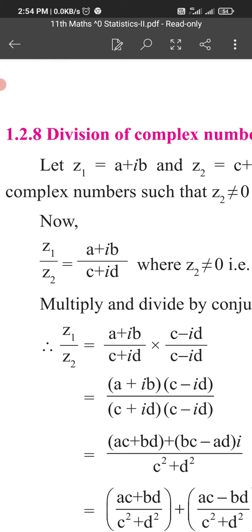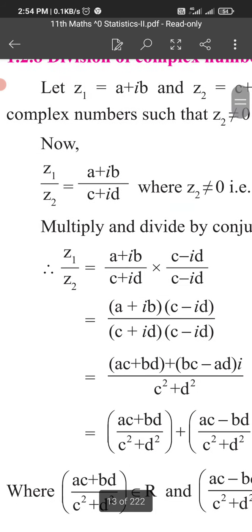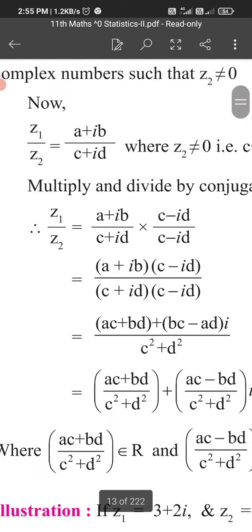Then separate the terms. (A plus B) divided by C can be written as A upon C plus B upon C. Same thing here: (AC plus BD) upon (C square plus D square) plus (AC minus BD) upon (C square plus D square), where (AC plus BD) upon (C square plus D square) belongs to R, and (AC minus BD) upon (C square plus D square) belongs to R.